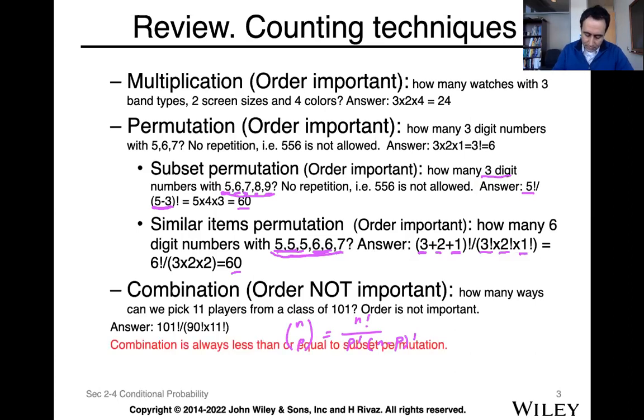And remember that combination is always less than or equal to subset permutation, right? Because in subset permutation, order does matter. So subset permutation and combination are in fact quite similar. The only difference is that in combination, order is not important.